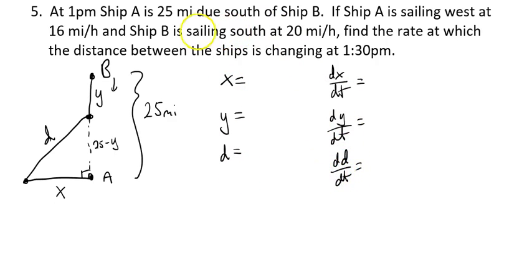So the first thing is the rates they actually give us. Ship A is sailing west at 16 miles an hour. So that's the rate that A is sailing, and A is sailing along the x direction. So I'm going to call that 16 miles per hour for dx/dt. And then ship B is sailing south along that y right there. So this is dy/dt, which is 20 miles per hour.